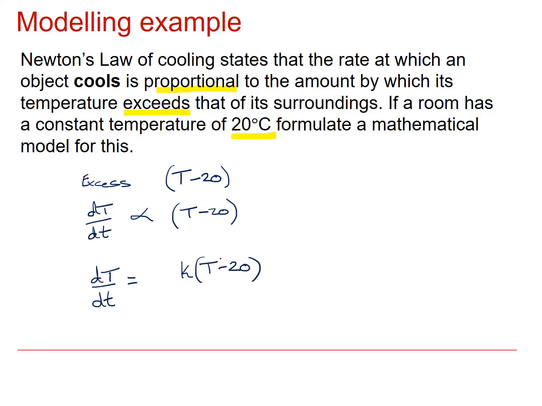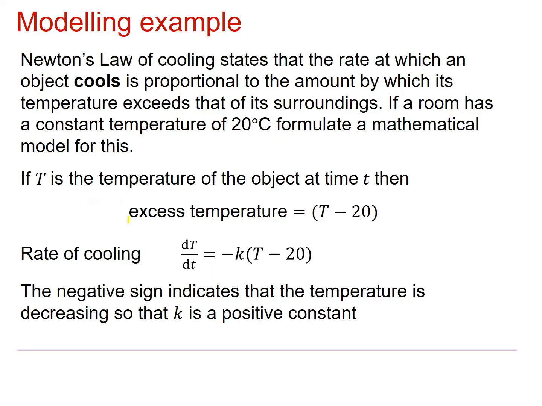However, I expect this to be negative because I would expect the rate of cooling to be a reduction in temperature. Now, if the thing is warmer than the room, T minus 20 will be positive, and I'd really like this to be positive. So I'm going to put a minus sign in front to indicate that this is going to be a rate of cooling. There's that just written out neatly for you. There's the excess temperature, and there's the rate of cooling there. And a reminder that the negative sign indicates the temperature is decreasing and keeps K as a positive constant.